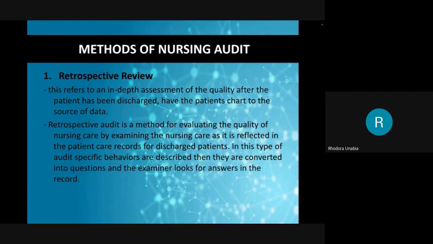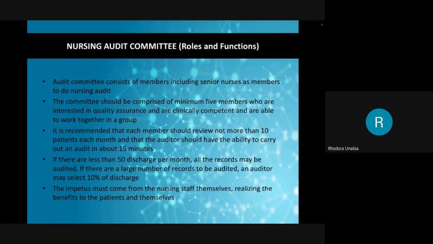So nursing audit committee, their roles and functions. So audit committee consists of members including senior nurses as the members of the nursing audit. And then the committee should be comprised of minimum of 5 members who are interested in quality assurance and are clinically competent and are able to work together in a group. So it is recommended that each member should review not more than 10 patients each month, and that the auditor should have the ability to carry out an audit in about 15 minutes.